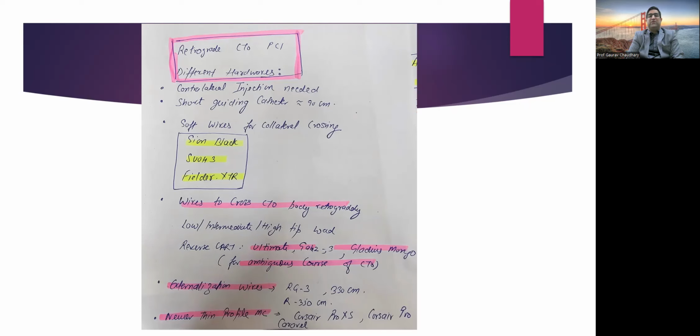wire escalation. We have low to intermediate to high tip load wires. And when the CTO body is very tough, hard, then we may use the Ultimate Bros 3 wire, Gaia 2, 3 wire, or many times when we have to go from subintima to lumen, Gladius MG, Gladius Mongo is useful, especially for an ambiguous course of the CTO.